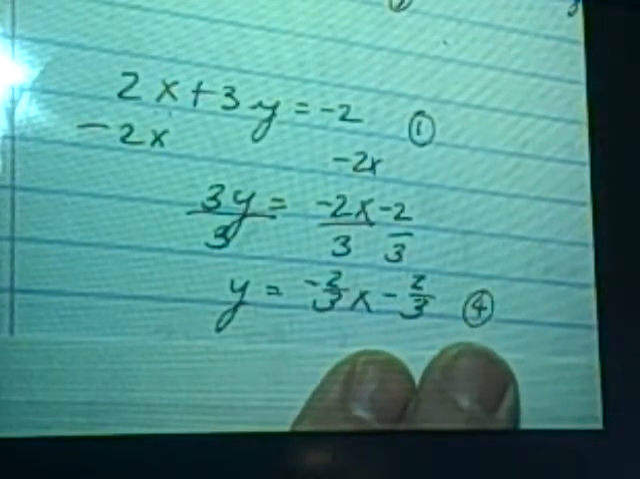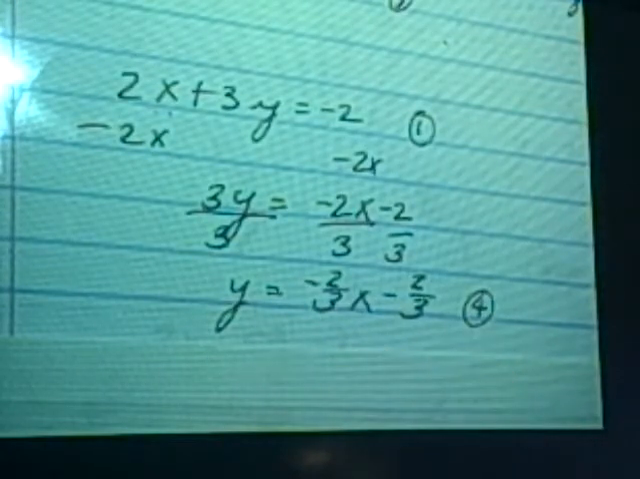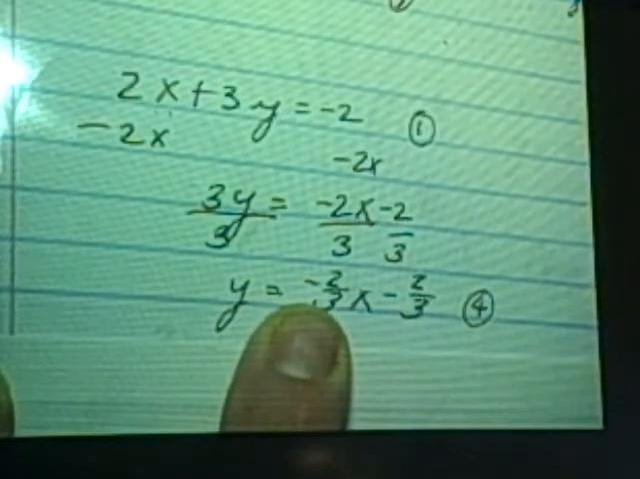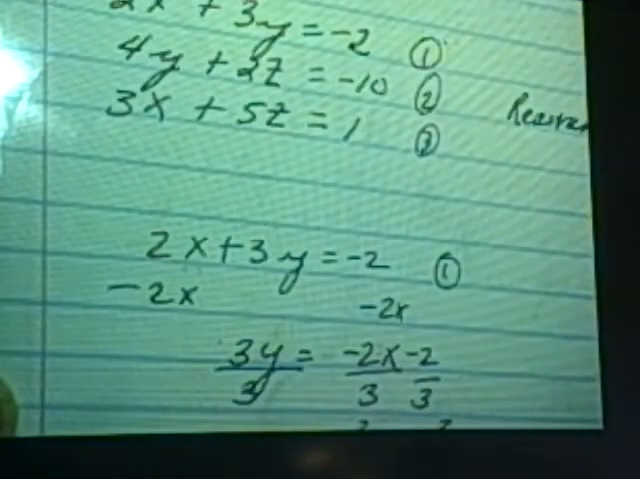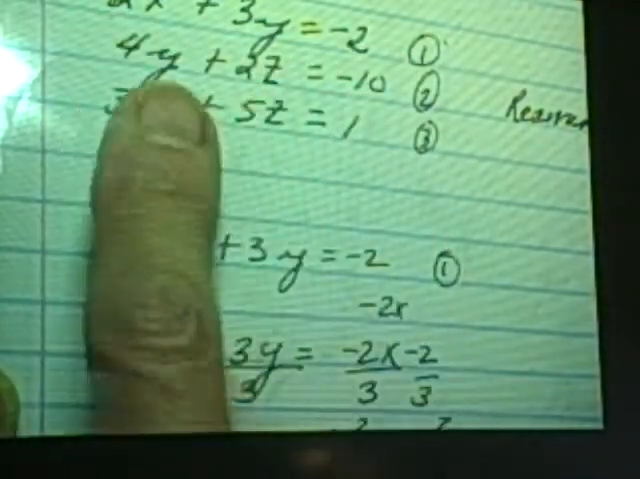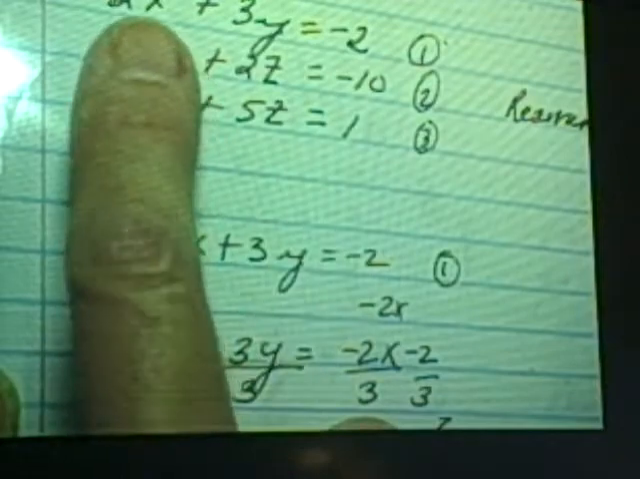And I have y equals a negative 2/3 x minus 2/3. And I'm going to label that number 4. Okay, so now I'm looking, all right, I have a y. Can I use that in one of the above equations? And oh boy, there it is. I can plug it into number 2, and that's probably my best choice. I just rearranged number 1, and I'm going to plug it into number 2.